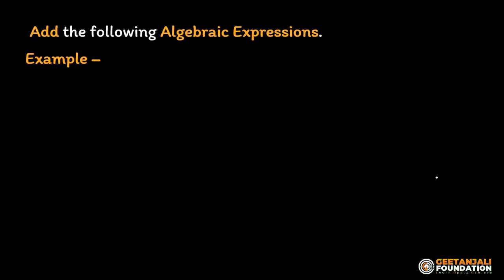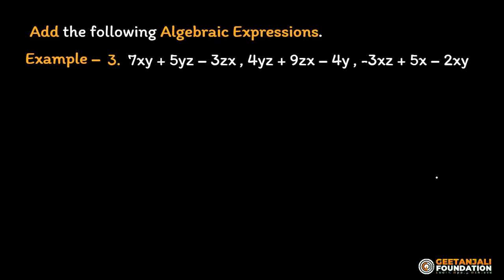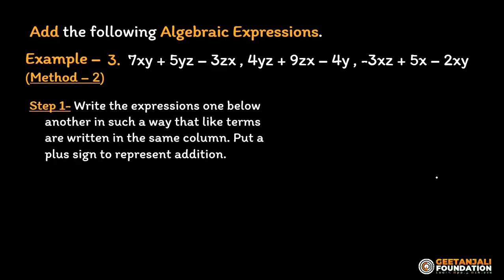Let's take next example. We have to add 7xy plus 5yz minus 3xz, and the second expression is 4yz plus 9zx minus 4y, and the third expression is minus 3xz plus 5x minus 2xy. So here we have got three algebraic expressions which we have to add. So let's follow method 2. In this method, we write the expressions one below another.